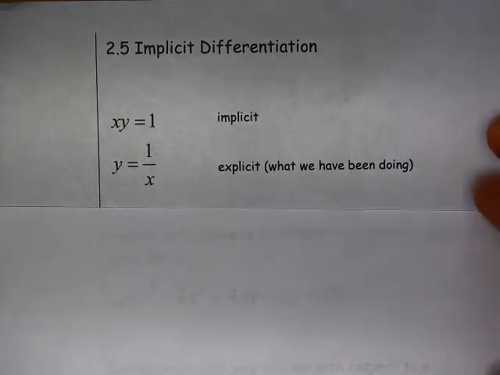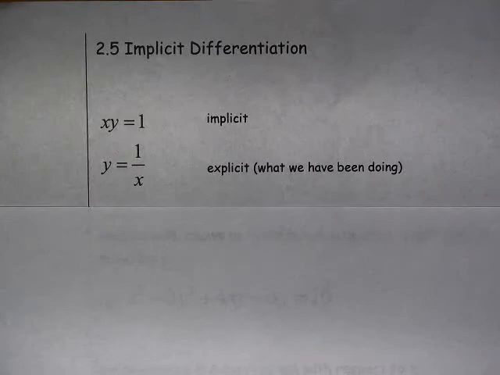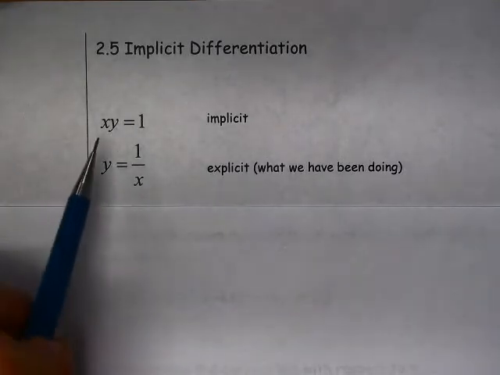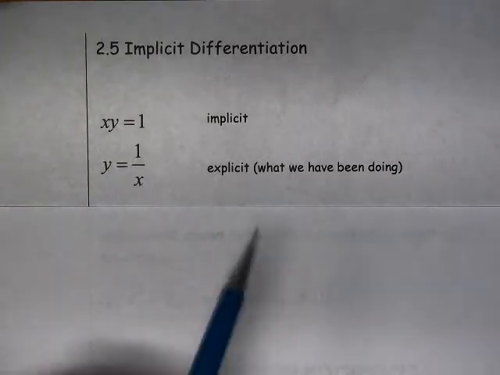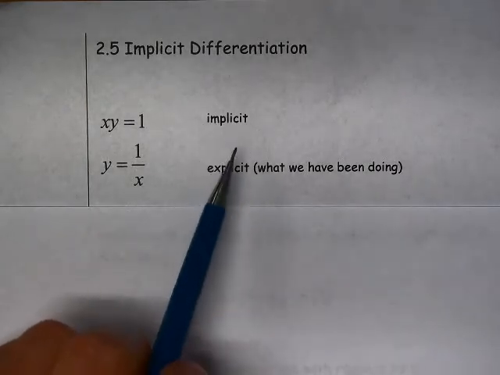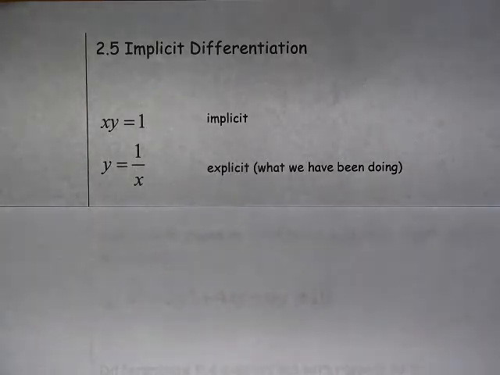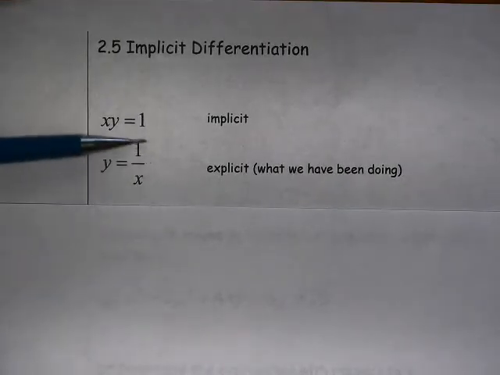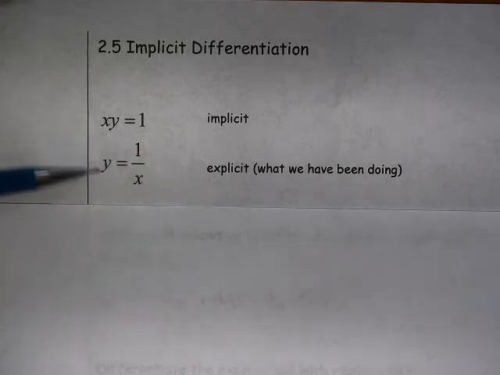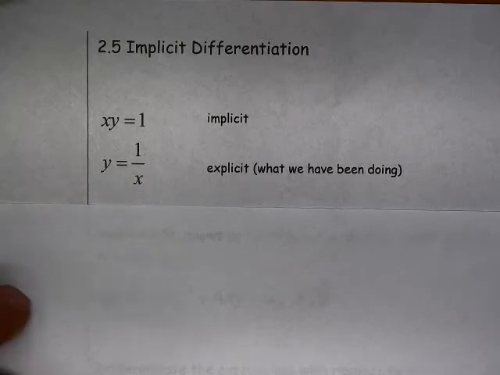2.5, implicit differentiation. So to understand the value of implicit differentiation, let's take a look at an example here. If I have a function defined in this way, xy equals 1, that function is defined implicitly. And for a simple function like this, we actually have a choice. We could solve for y and get that function explicitly. So up till now, this is the only kind of function that we know how to differentiate. We have to get the y isolated on the left before we can take the derivative.